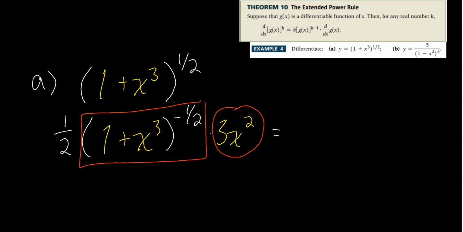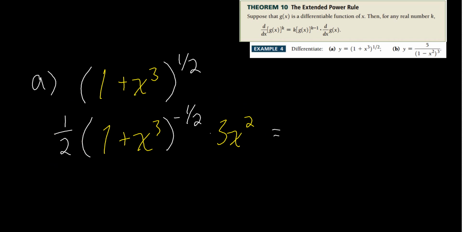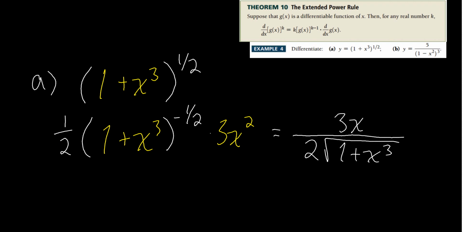So I'm going to combine all that knowledge together. Let's do the denominator first because it's longer. I'm going to have 2 times the square root of 1 plus x cubed, all under 3x squared.